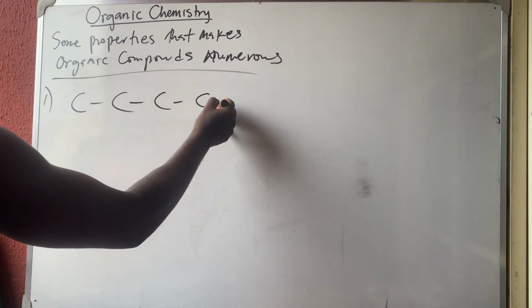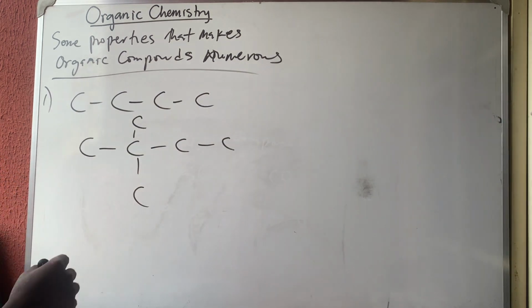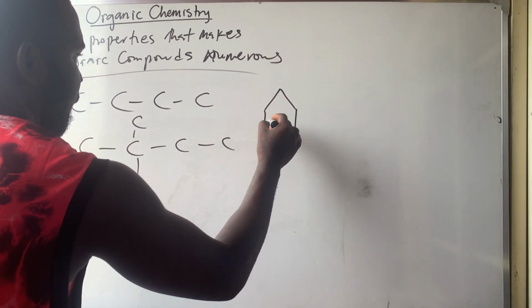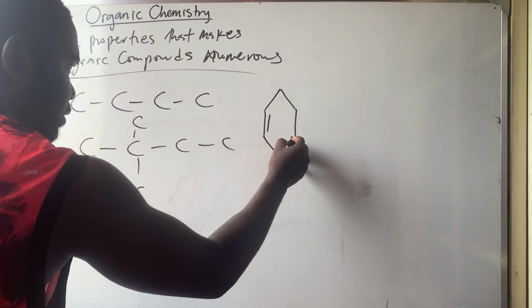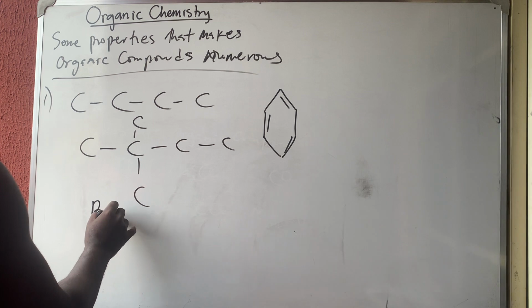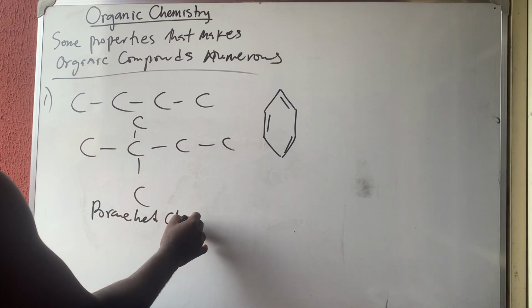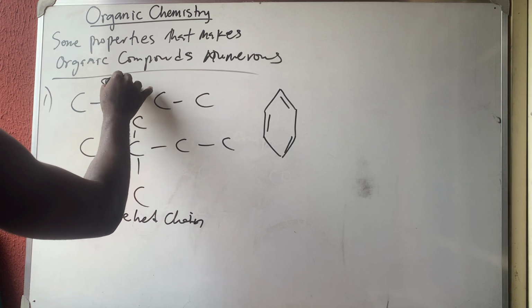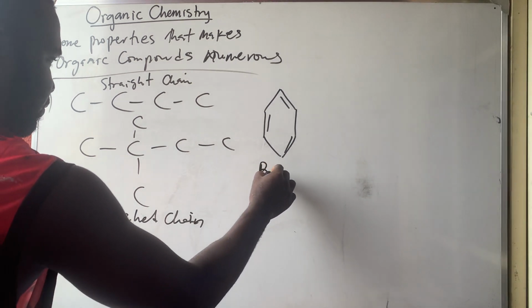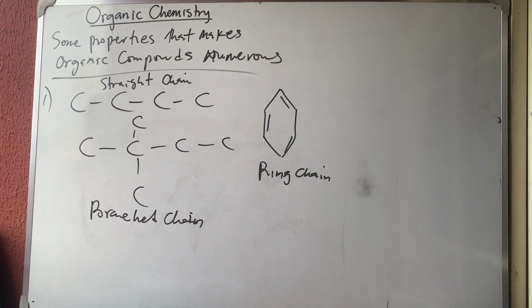They can form a straight chain moving to eternity, or branch chains where you have a branch, or maybe a ring. They can form a ring. So this one is a branched chain. This is a straight line chain. While this is a ring chain. So that is one of the properties of carbon that makes it numerous.